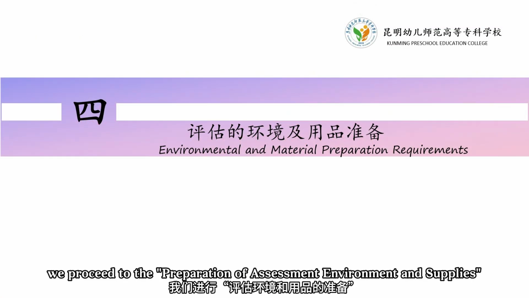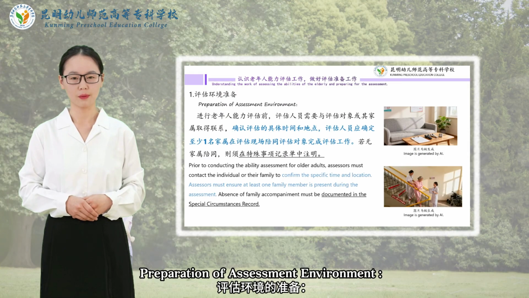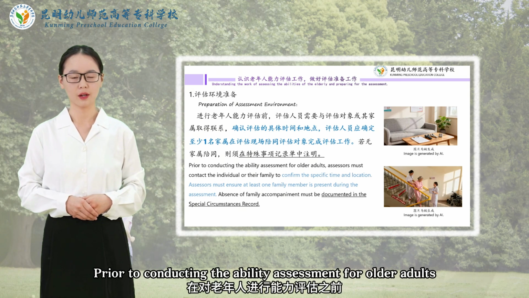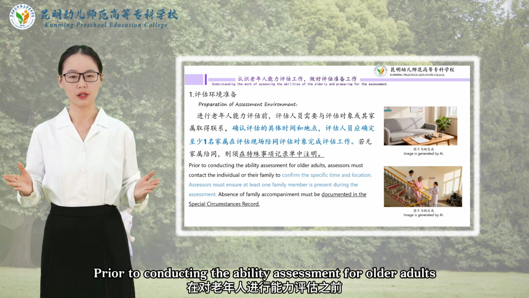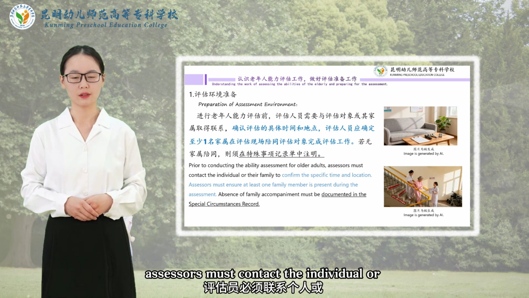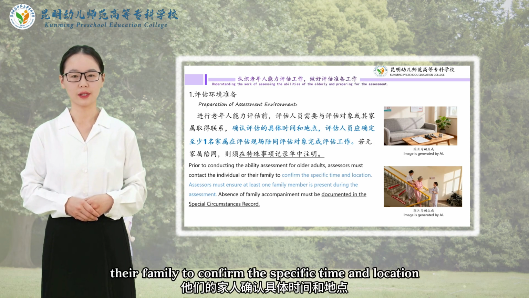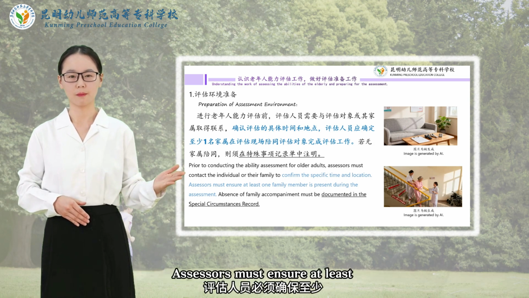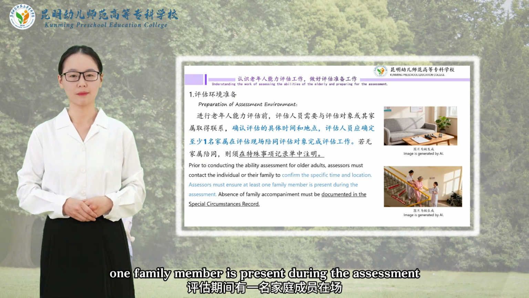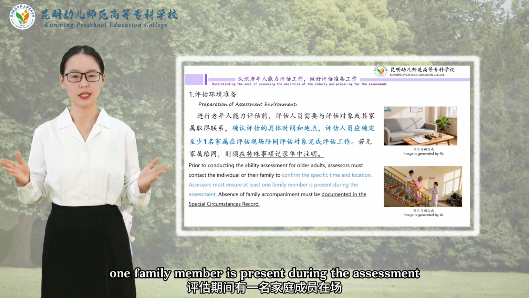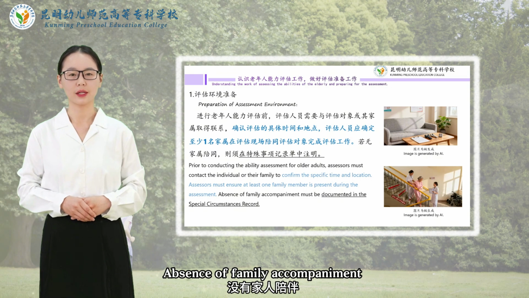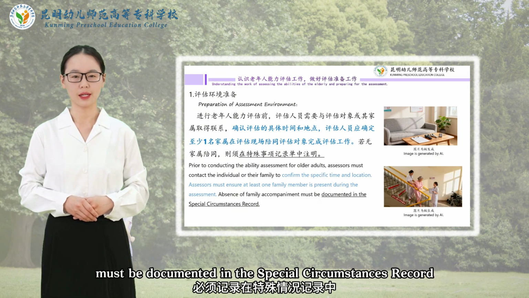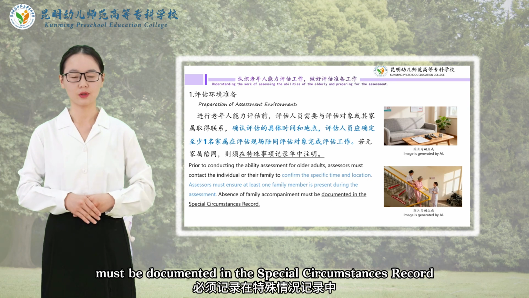Finally, we proceed to the preparation of assessment environment and supplies. Preparation of assessment environment. Prior to conducting the ability assessment for older adults, assessors must contact the individual or their family to confirm the specific time and location. Assessors must ensure at least one family member is present during the assessment. Absence of family accompaniment must be documented in the special circumstances record.